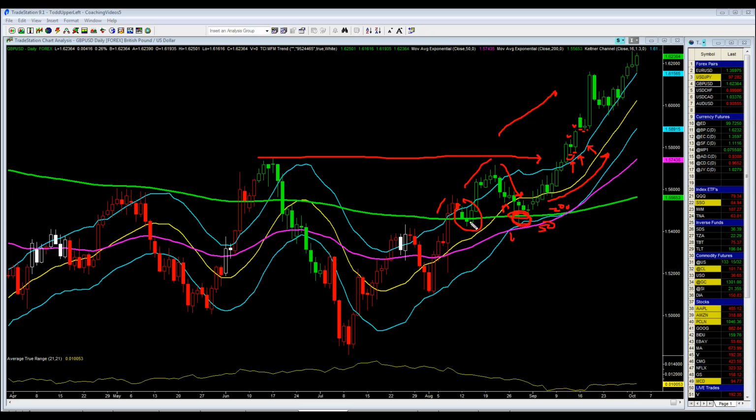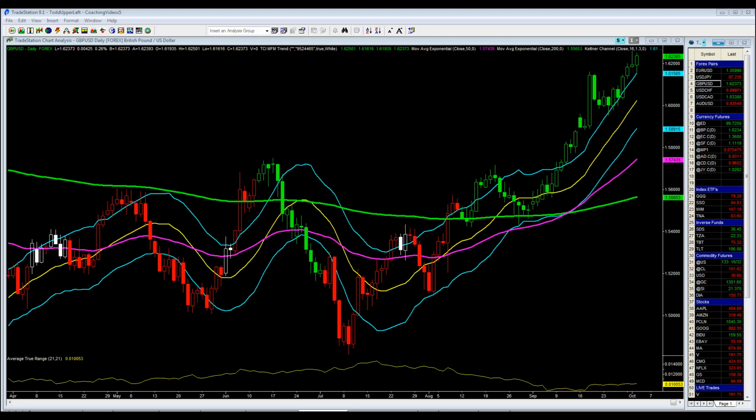Okay, so again, another pattern to look for. Again, these work tremendously well off of the daily chart of these Forex currency pairs. All right, let's take a look at another one here.